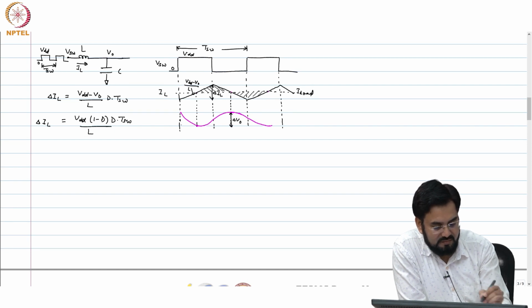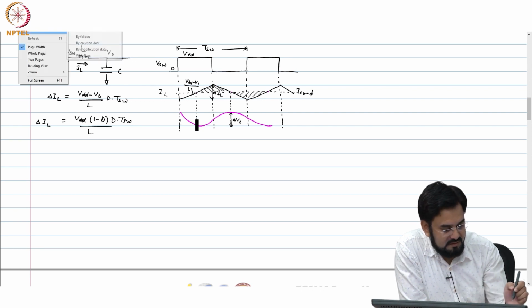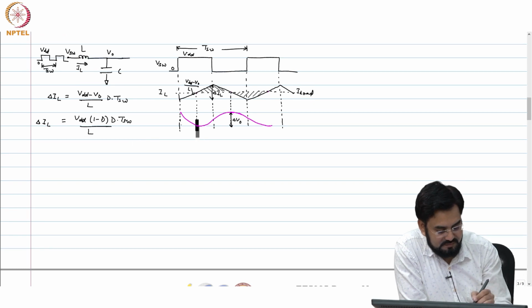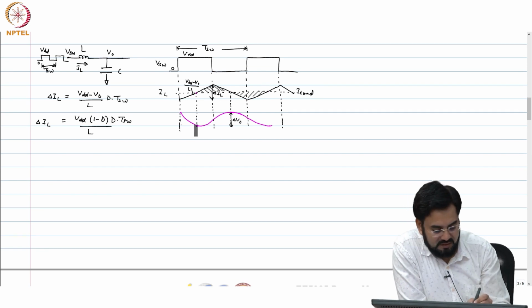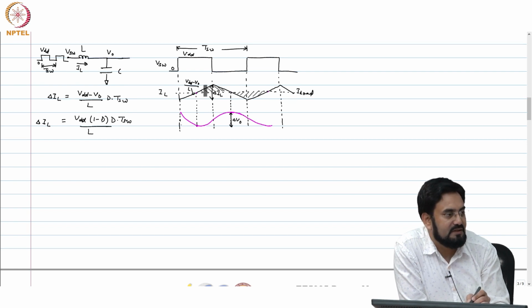So, your peak voltage, okay. So, this is your valley and this is your peak. So, from here to here, how much charge you are dumping into the cap from this point to this point, which means the area of this triangle.